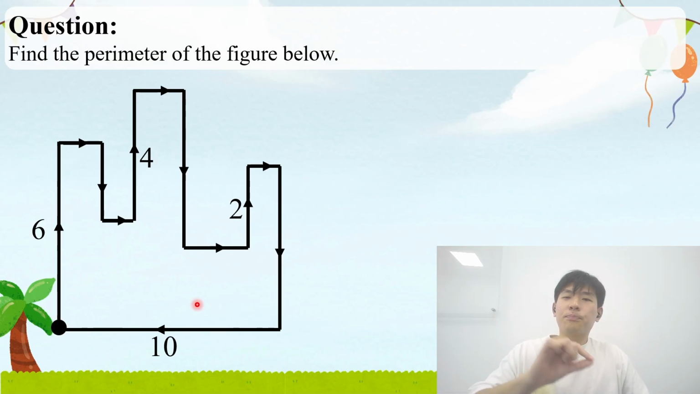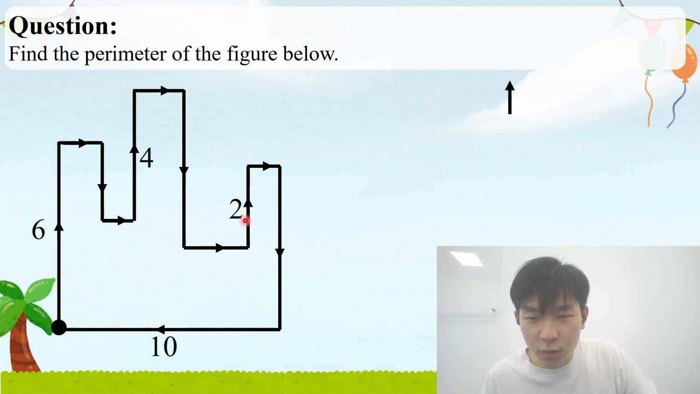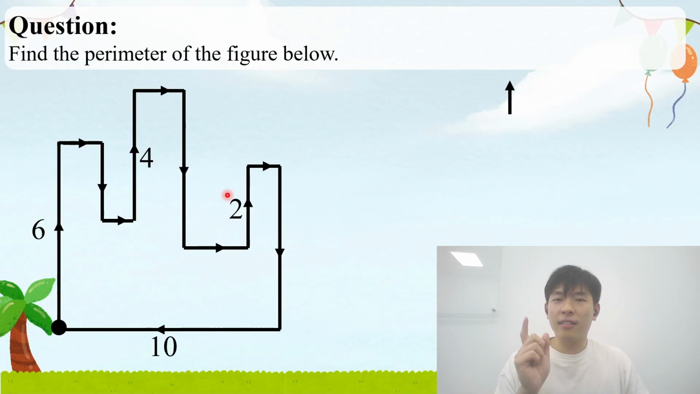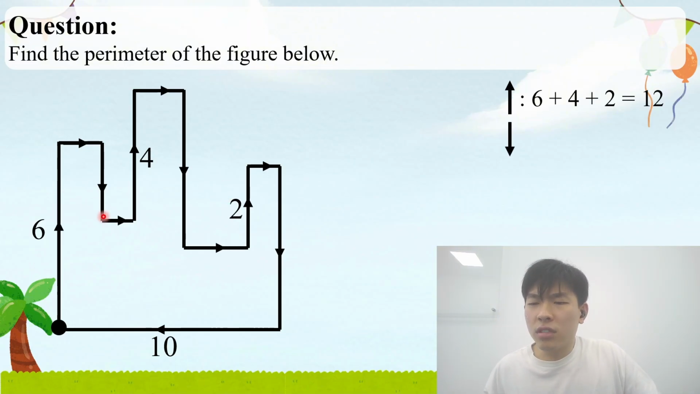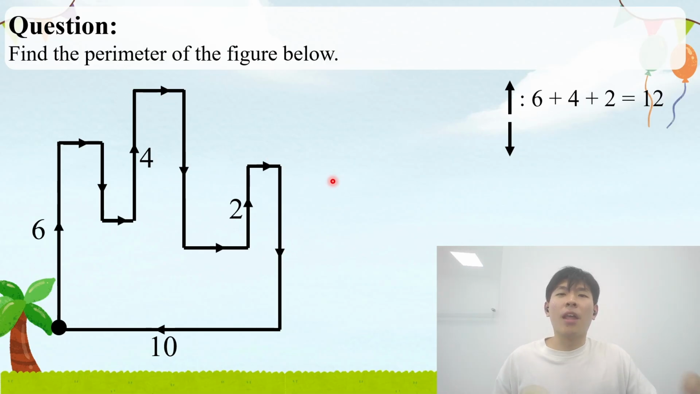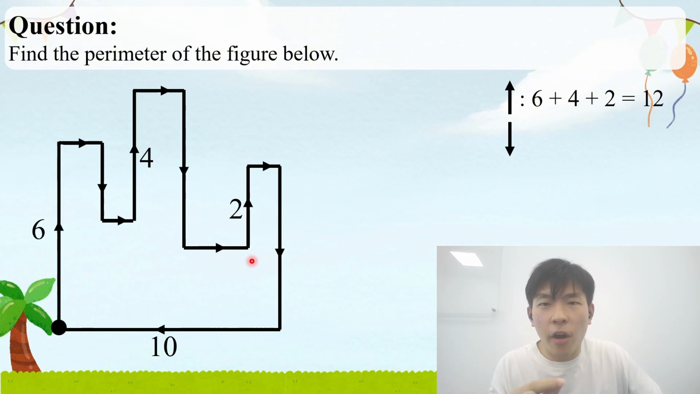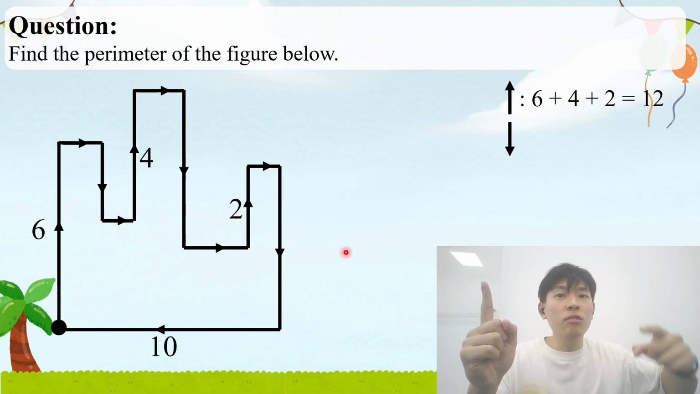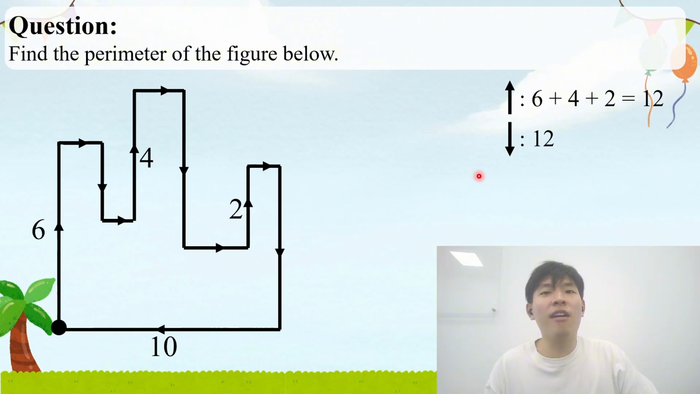Okay? So let's check. Up. What do we know here? So up we have 6 and 4 and 2. So 6 plus 4 is 10. 10 plus 2 is 12. Now what about down? So down, I don't know. This down, I also don't know. This down, I also don't know. But what do I know? We know that because we are going back to the same starting point, which means that up must equal down. So up is 12, down must be 12.